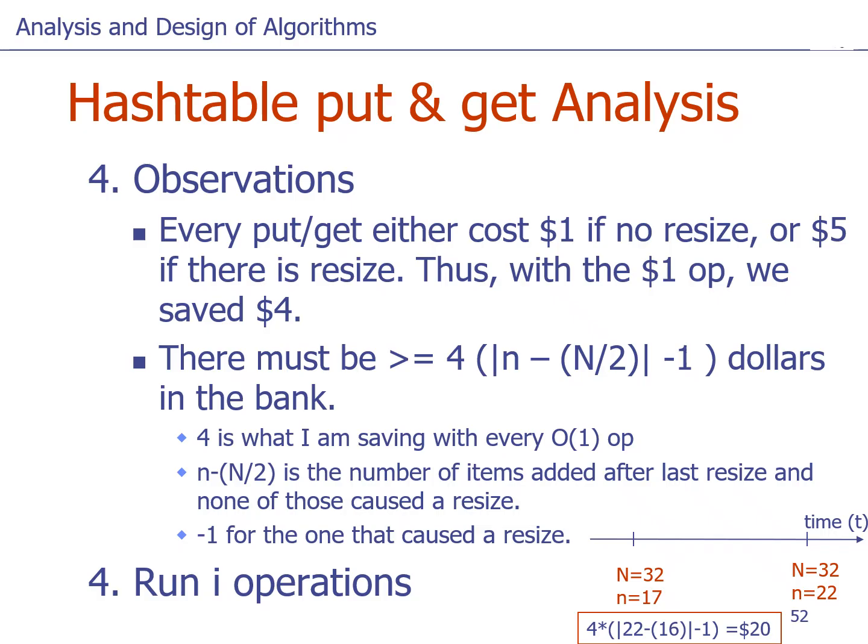This is an important observation, because if I can just save this much and keep saving until my next resize, and then in my next resize, when I ask, do I have money to do it, and I find that the amount of money I need is either less than what I have saved or equal to what I have saved, then I'm happy. This will actually work nicely. So let's run I operations and ask that question.